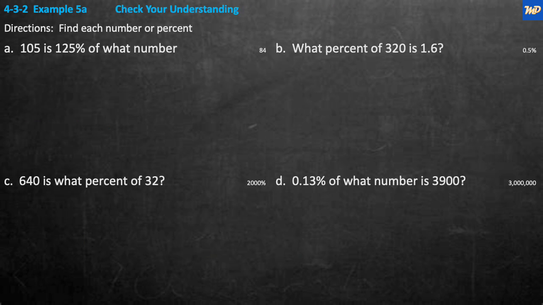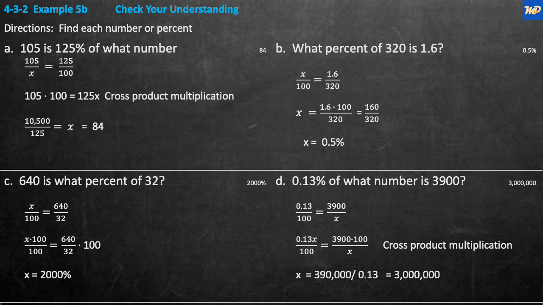Example 5. Check your understanding. Find each number or percent. So there are 4 problems here. You should go ahead and stop or pause the video and work them out. And when you come back, then we'll work them together. Okay, I'm assuming you've now had time to work these out. So let's go ahead and take a look at how to solve them.